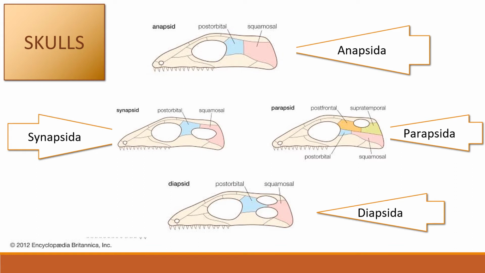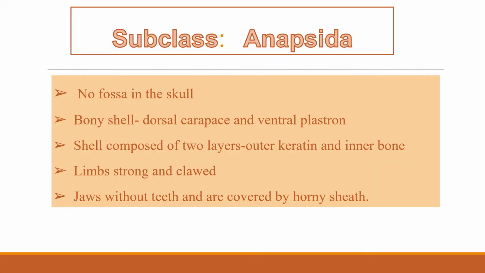Tortoise and turtles belong to subclass Anapsida, which are the primitive reptiles in which temporal fossae are absent. Subclasses Synapsida and Parapsida are extinct reptiles. Synapsid skull is characterized by a single temporal fossa, that is the infratemporal fossa. Subclass Diapsida possesses both supratemporal and infratemporal fossae. Coming on to the first subclass, Anapsida.